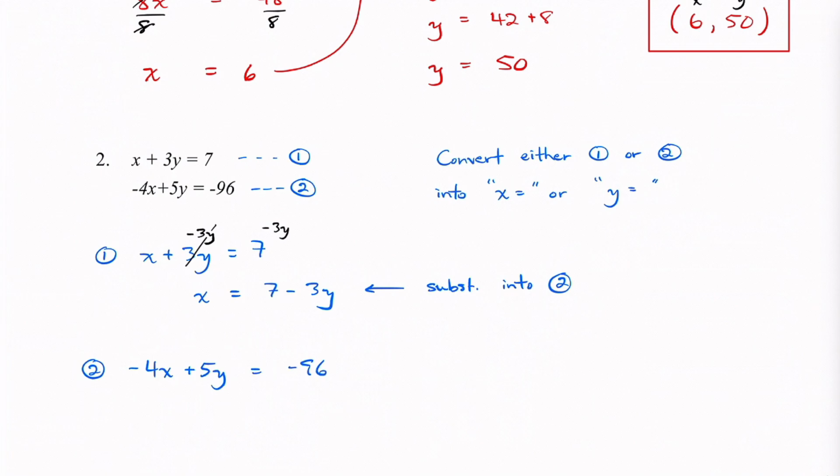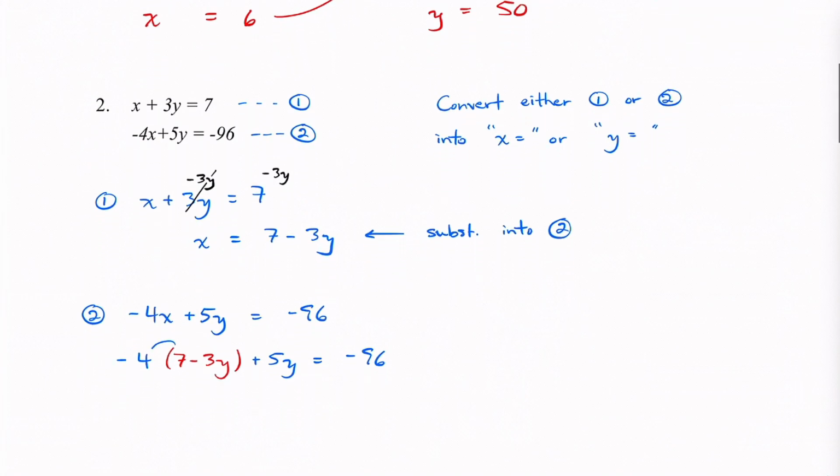And then the x is going to change. So it was minus 4, and now the x is 7 minus 3y. Make sure you put it in brackets. And then we had plus 5y equals negative 96. So to solve for this, I'm first going to have to distribute this into my brackets there.